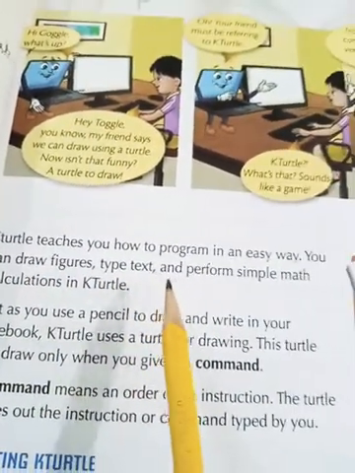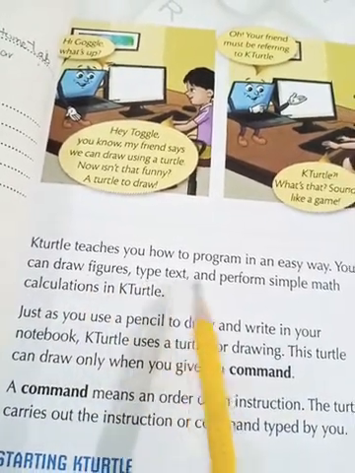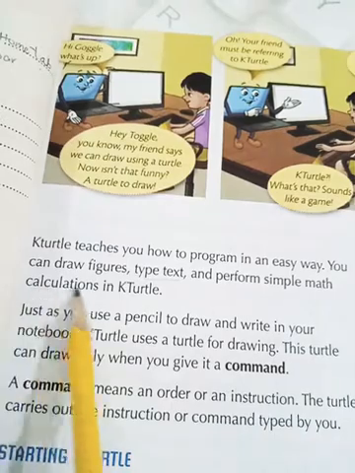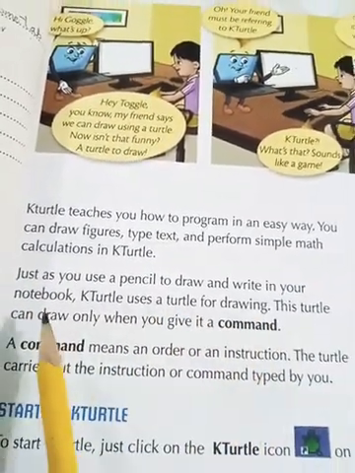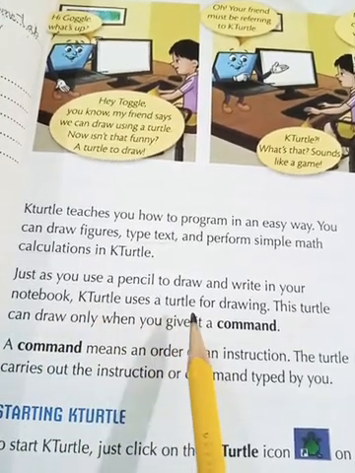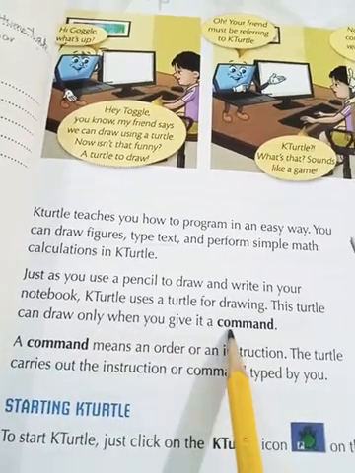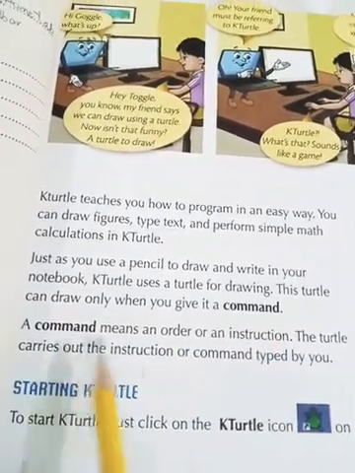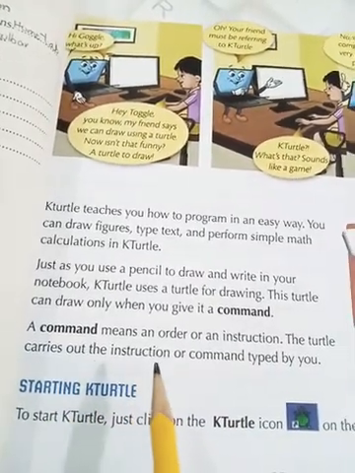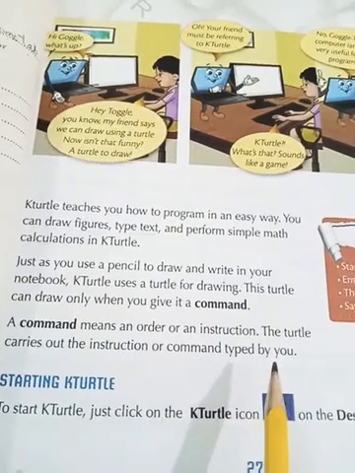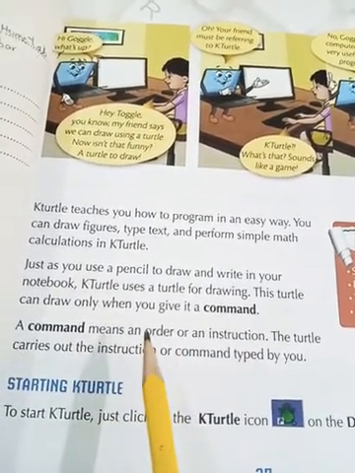KTurtle teaches you how to program in an easy way. You can draw figures, type text, and perform simple math calculations in KTurtle. Just as you use a pencil to draw and write in your notebook, KTurtle uses a turtle for drawing. This turtle can draw only when you give it a command. Now, what is a command? A command means an order or an instruction. The turtle carries out the instruction or command typed by you. It means that whatever you say to it, it will do that.